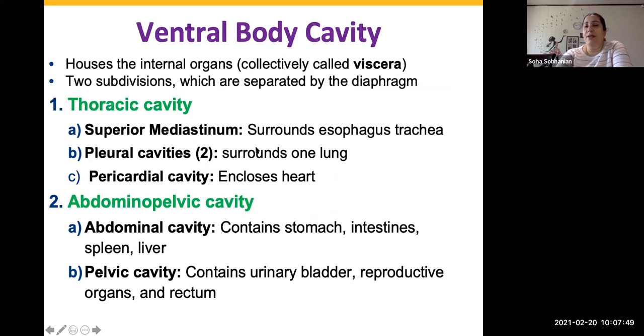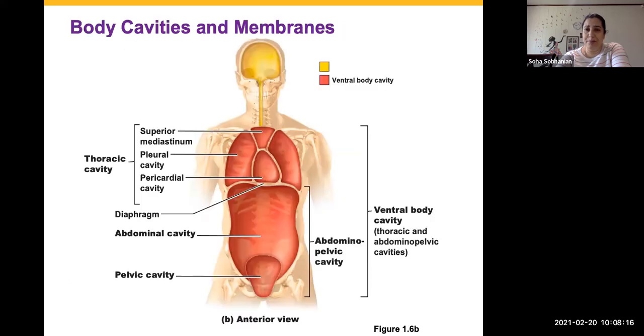So looking back, here is what I have for you guys. It's already mentioned everything here. Thoracic cavity has 3 subclassifications: superior mediastinum, pleural, and pericardial, and it tells you exactly what it includes. And then abdominal pelvic cavities are abdominal and pelvic. And again, it tells you what is included in each of those. Does that make sense to everybody so far? For the ventral cavity, awesome.